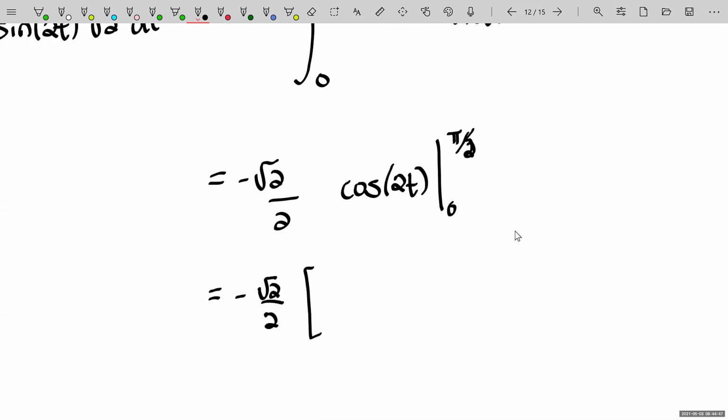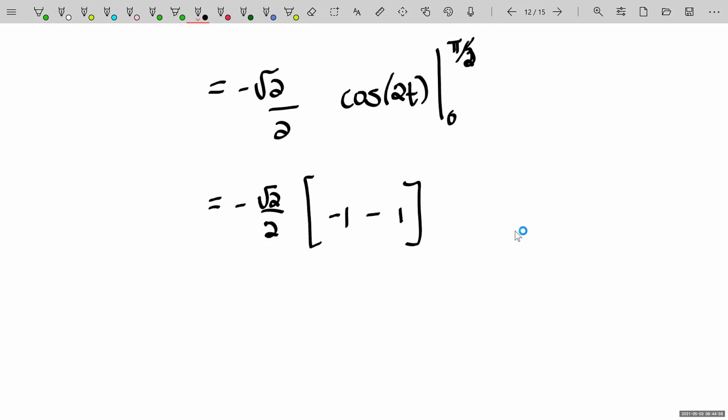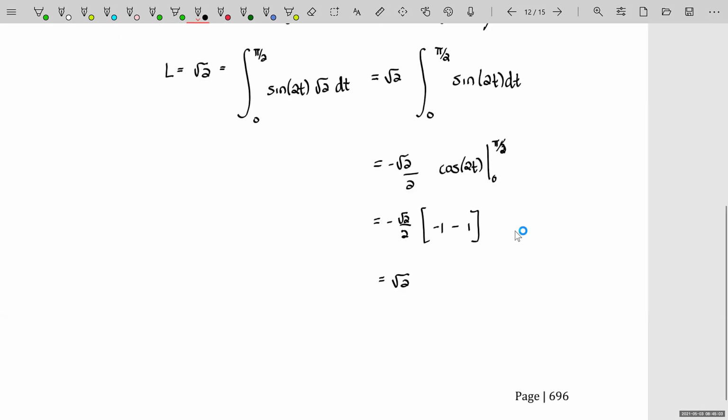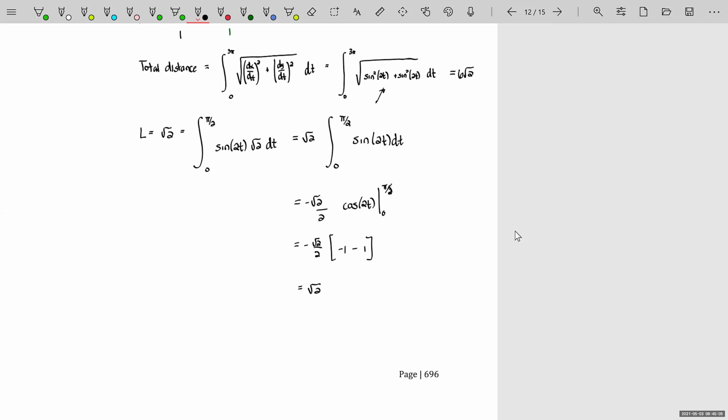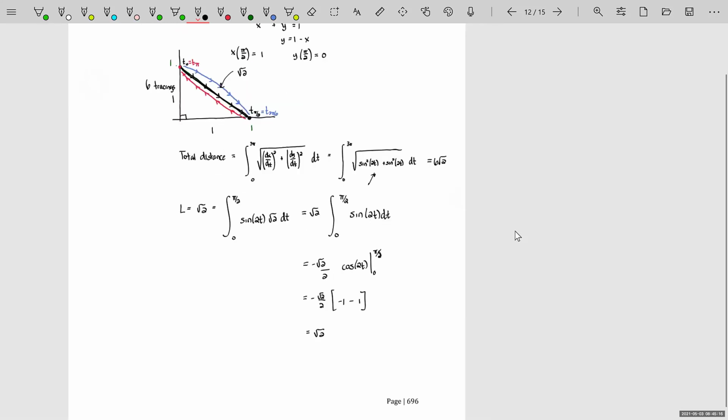Times cosine of pi is a negative 1. Right? It's cosine of pi because it's twice pi over 2. And then minus cosine of 0 is another 1. So you have negative 2 times a negative root 2 over 2, or in other words, root 2. But again, using the geometry is much faster. So the actual arc length is root 2, but the total distance that particle travels is 6 of those tracings. So it's 6 of those root 2s.